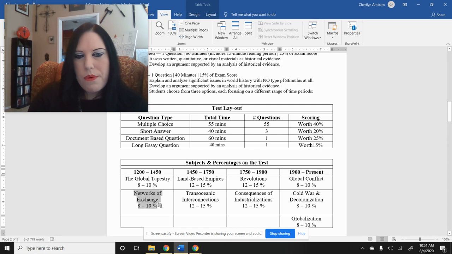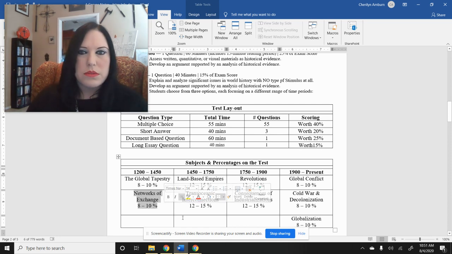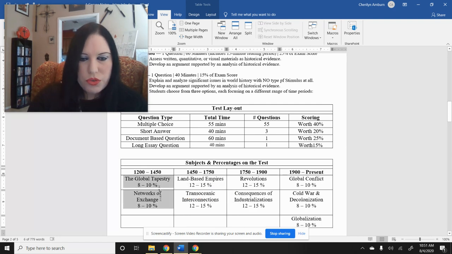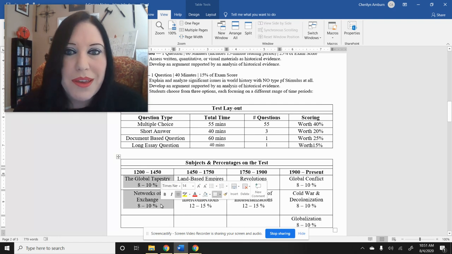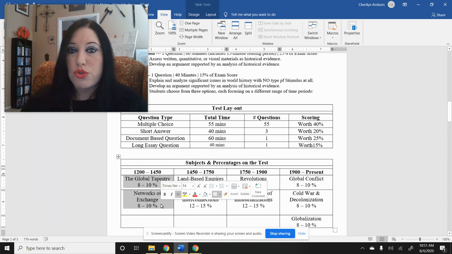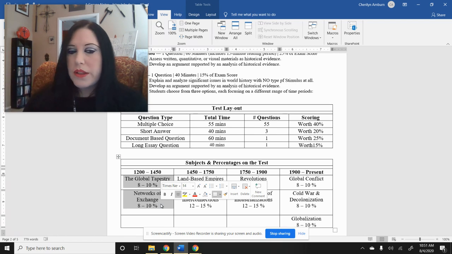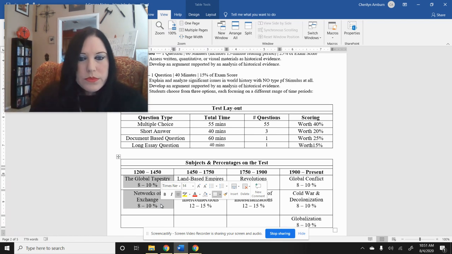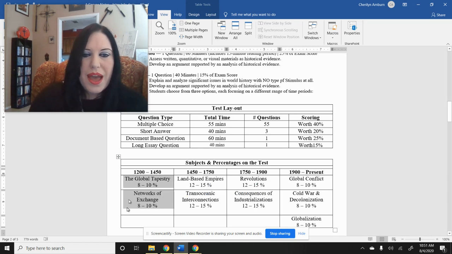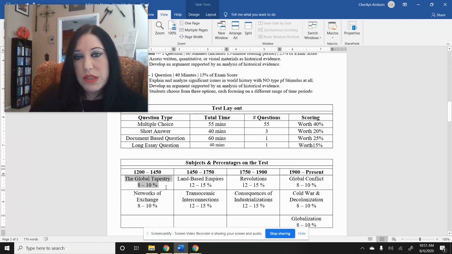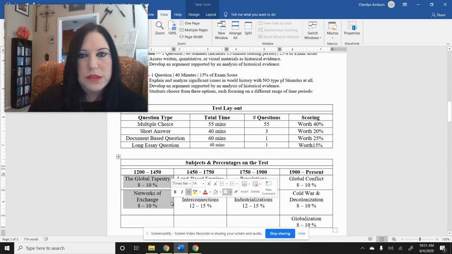Then here we have trade, networks of exchange. How are all of these kingdoms trading with each other? Guys, the name of the game in history is trade and diffusion and all that stuff. It is. All right, look at the percentages. This first time period is only going to be 8 to 10%. You're going to have roughly 8 to 10% from this unit and roughly 8 to 10% from this, so I guess 20% of the whole test.